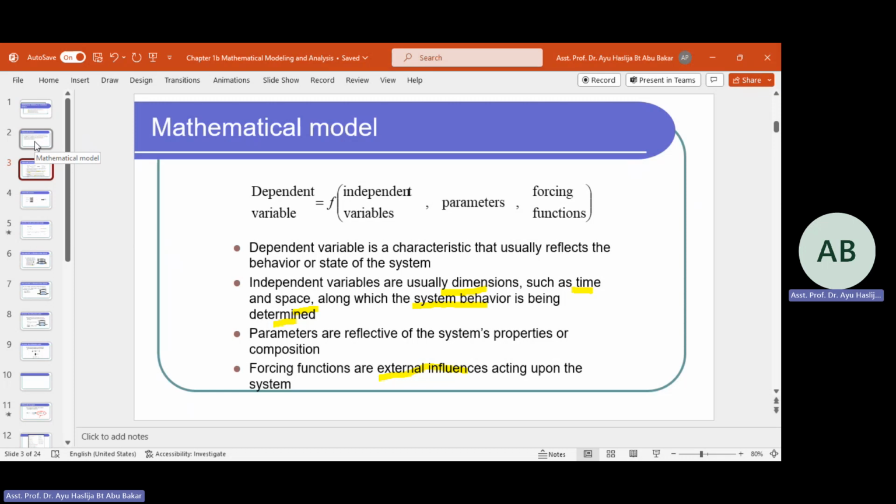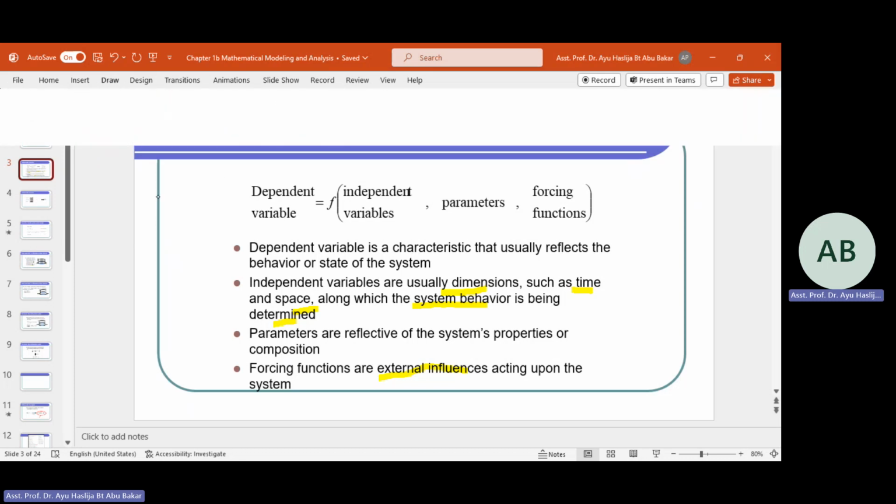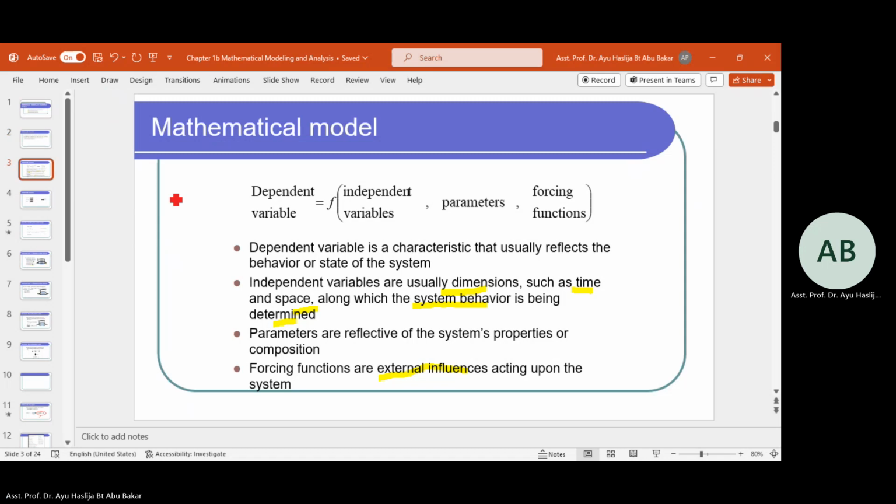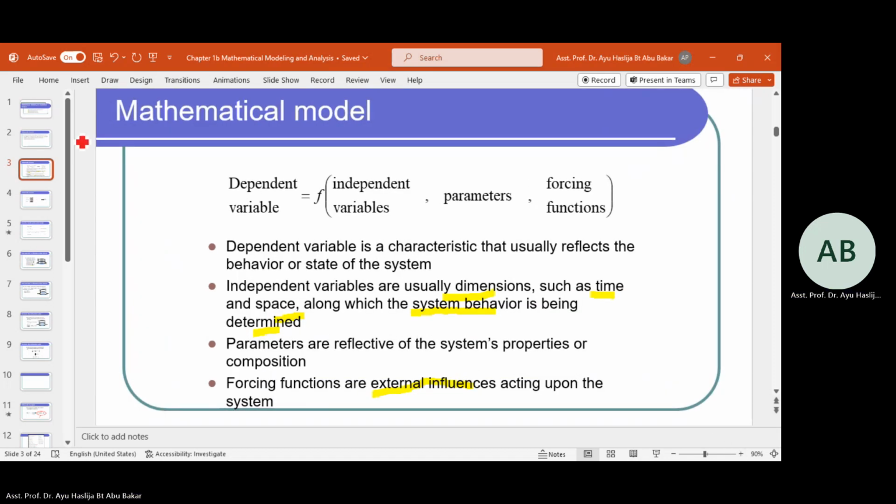Okay, as we know, a mathematical model in general has dependent variables and also independent variables. Is it okay if I don't use the slideshow? Yeah, because I find it much easier to handle. So we have dependent variables, which depend on a few of these independent variables and parameters.